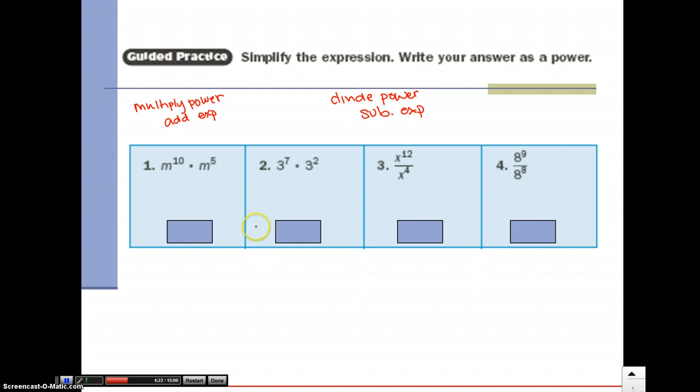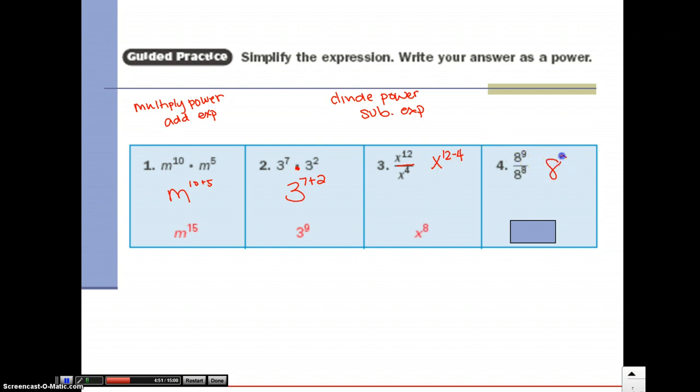Pause the video. Number 1, we have the same base m. We do 10 plus 5, which is 15. For number 2, keep the base 3. It's multiplication in between, so we add the exponents. 3 to the 9th power. Here we're dividing, so we keep the same base and we subtract the exponents. x to the 8th. For number 4, keep the same base and subtract the exponents. 8 to the 1st power. You could just write this as 8. You don't need that first power.